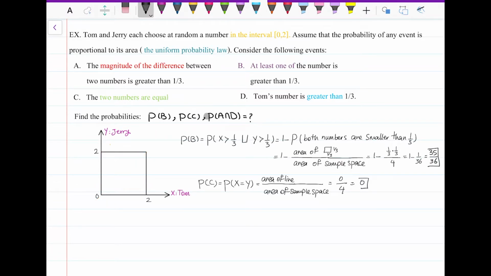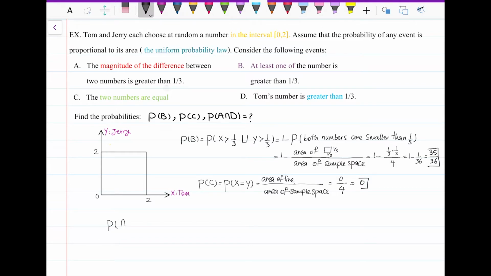Now for finding the probability of A intersection with D, basically I erase everything in the sample space to have a nice graph. So what is A? A is the event that the magnitude of the difference between the two numbers is greater than 1/3.